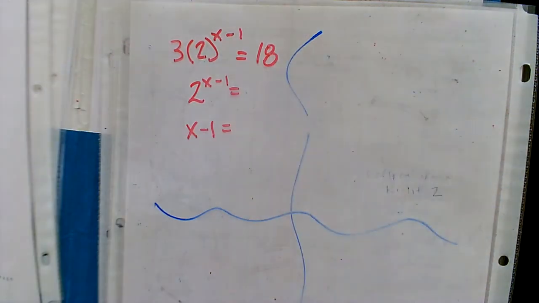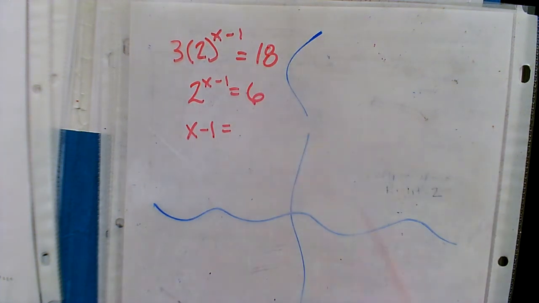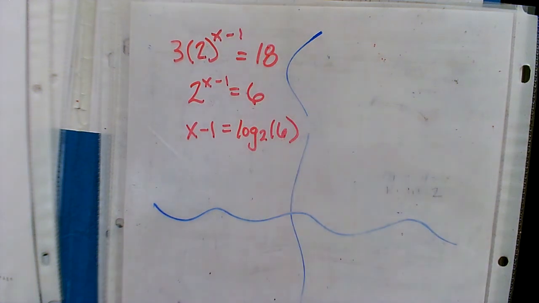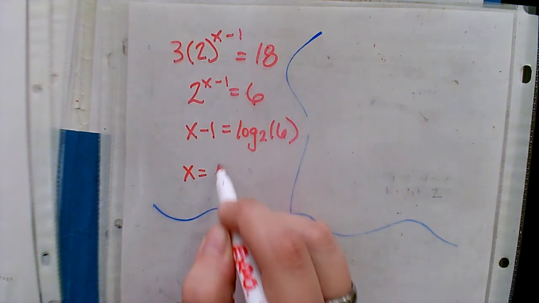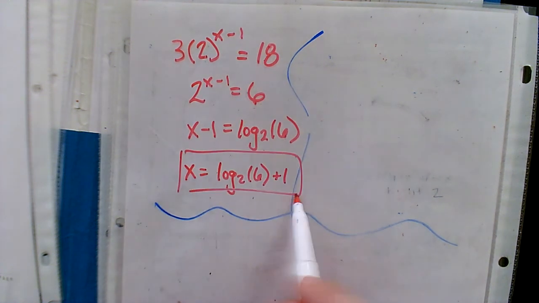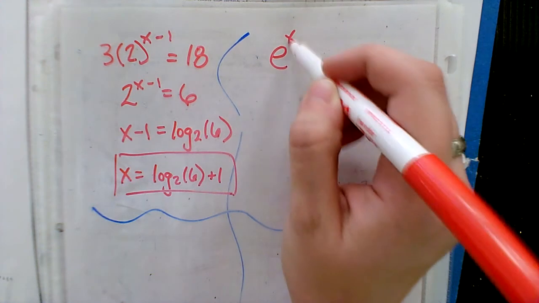Let's change it to 18. Divide by 3, we would get 6. Move the 2 over, or the base of 2 over, it would become a log with a base of 2. Solve for x, we can add the 1. So log base 2 of 6 plus 1. If you move a log, it becomes a base. If you move a base, it becomes a log. Vice versa. Okay? Let's try this one.